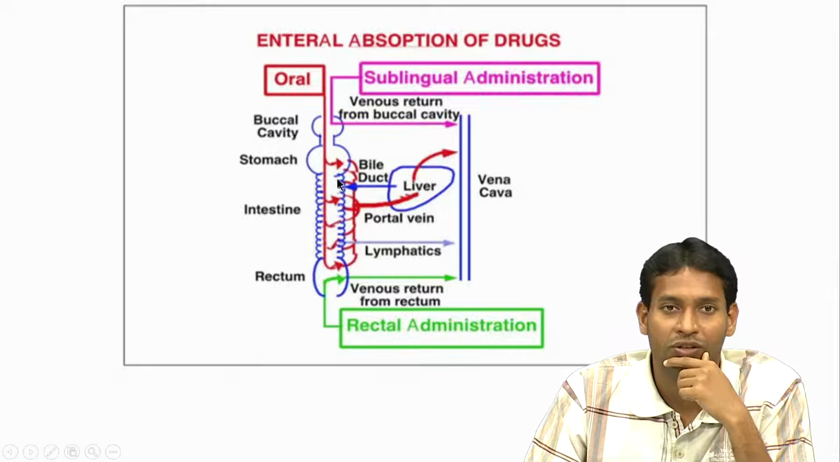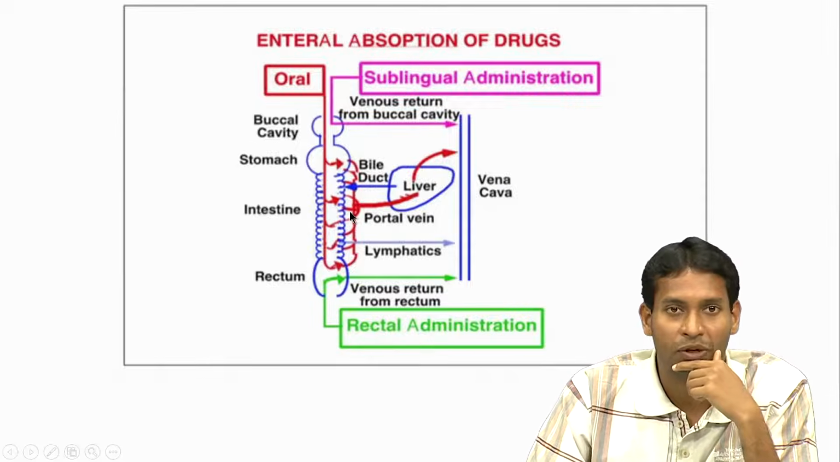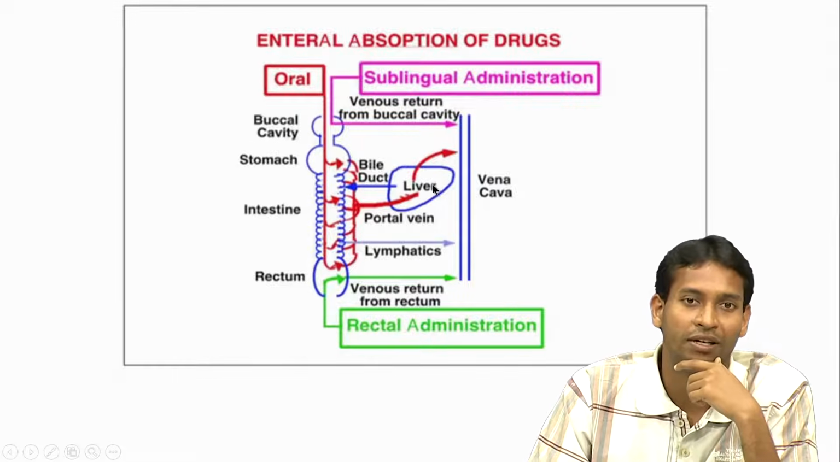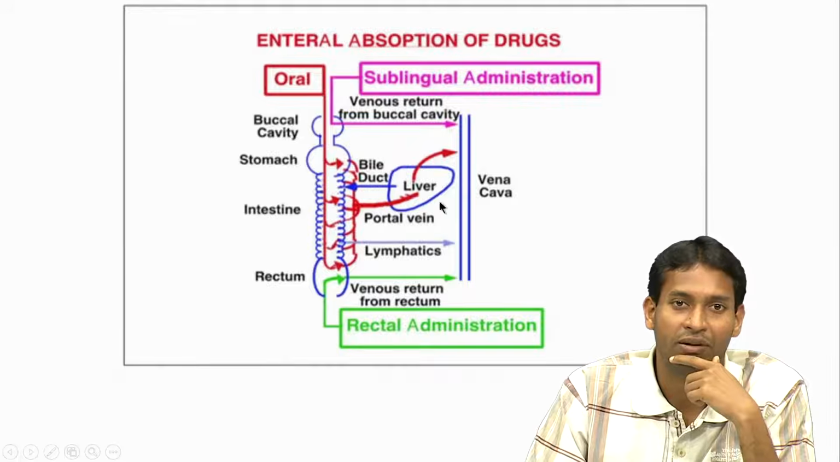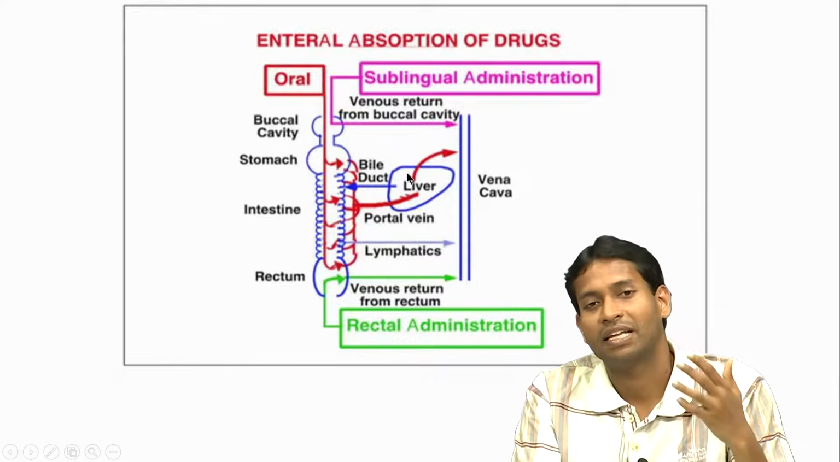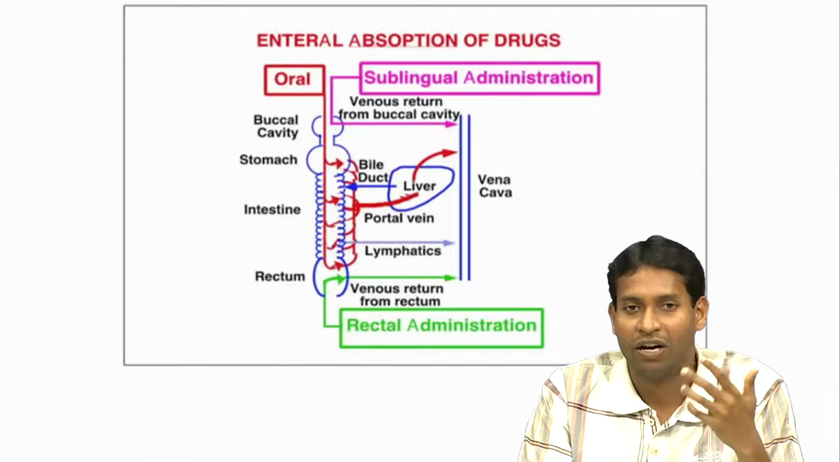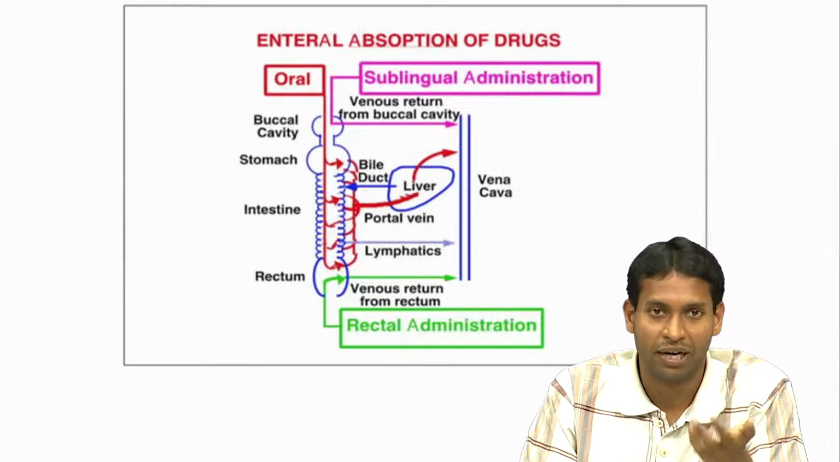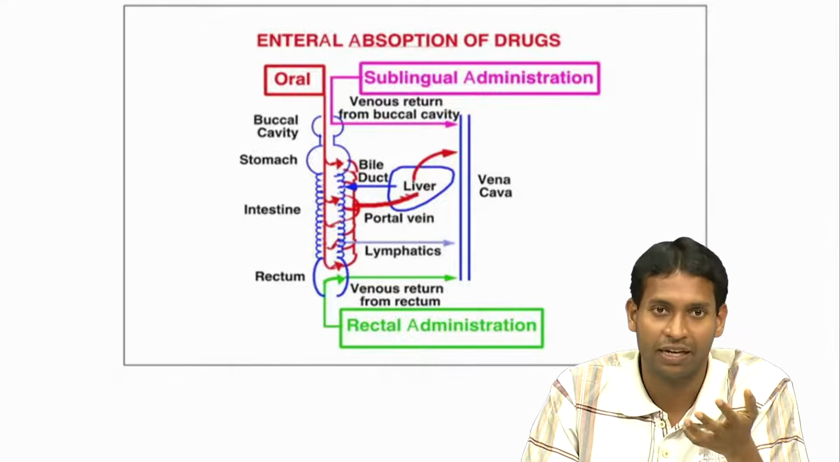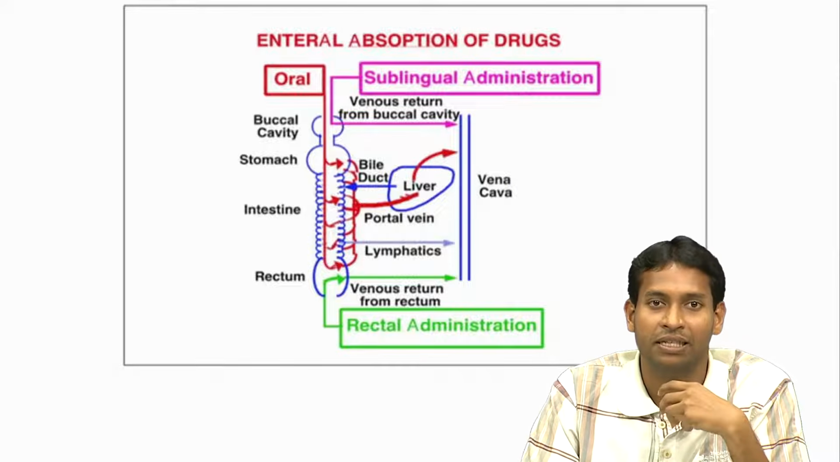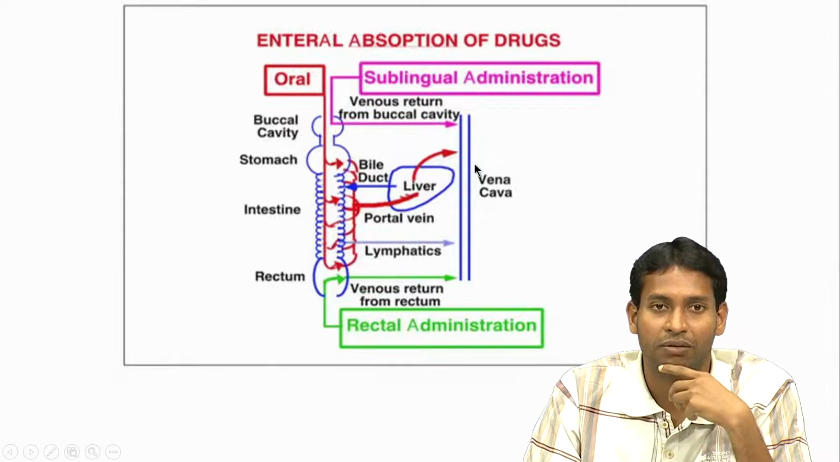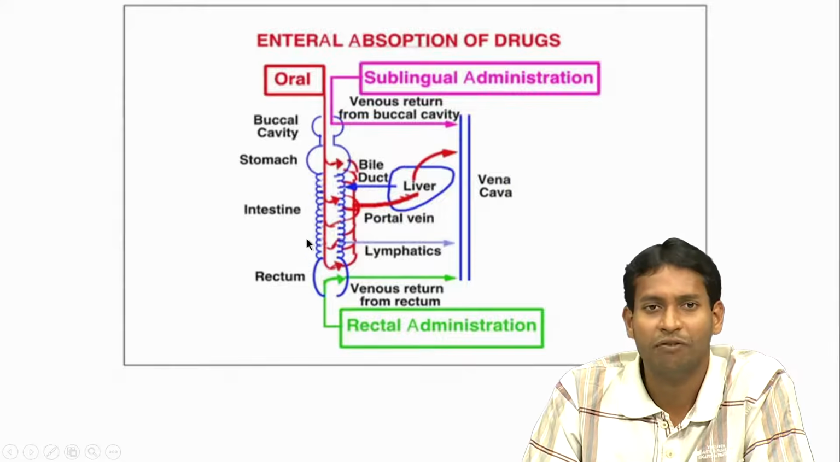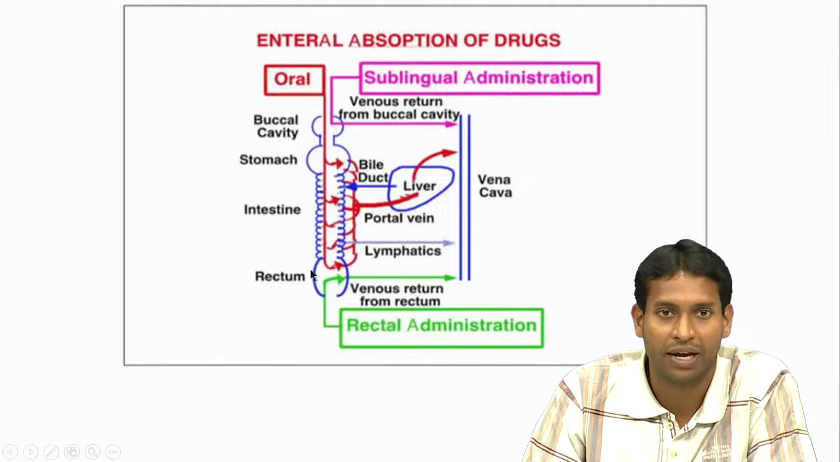From here nearly all of the drug goes into the portal vein, which goes to the liver, which is again a detoxifying organ in our body. It can clear any harmful metabolites or metabolize whatever is a foreign agent as well as any food particles, and then that goes back into the blood. And finally, whatever is not absorbed in the intestine goes to the rectum.